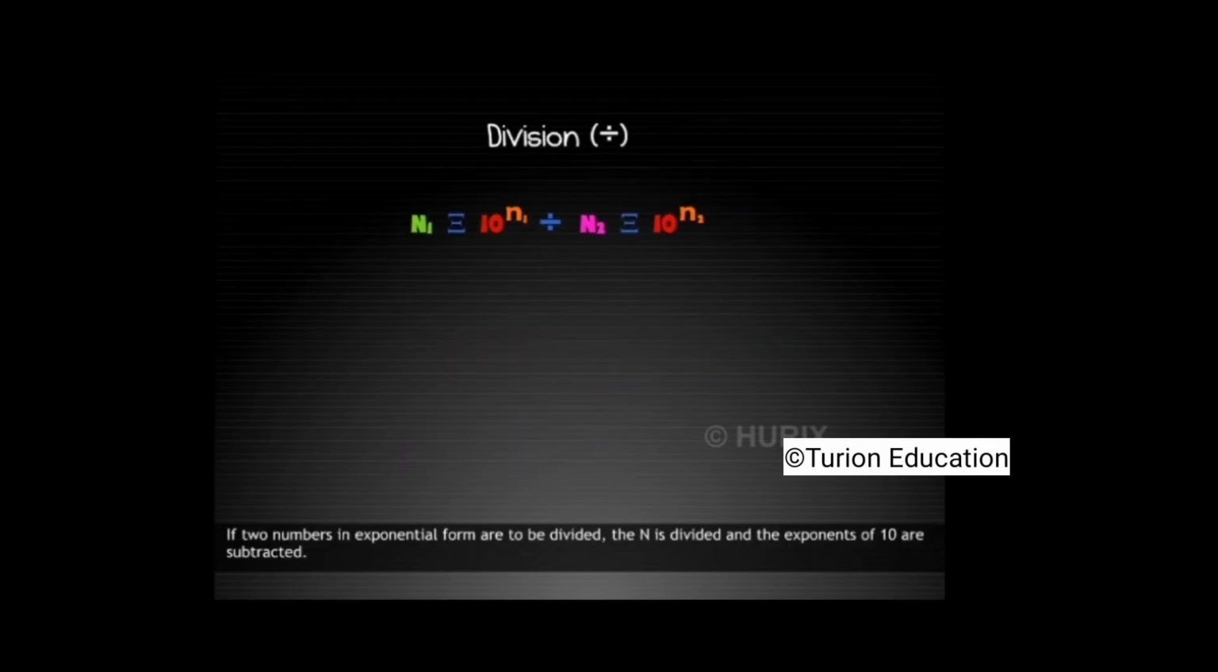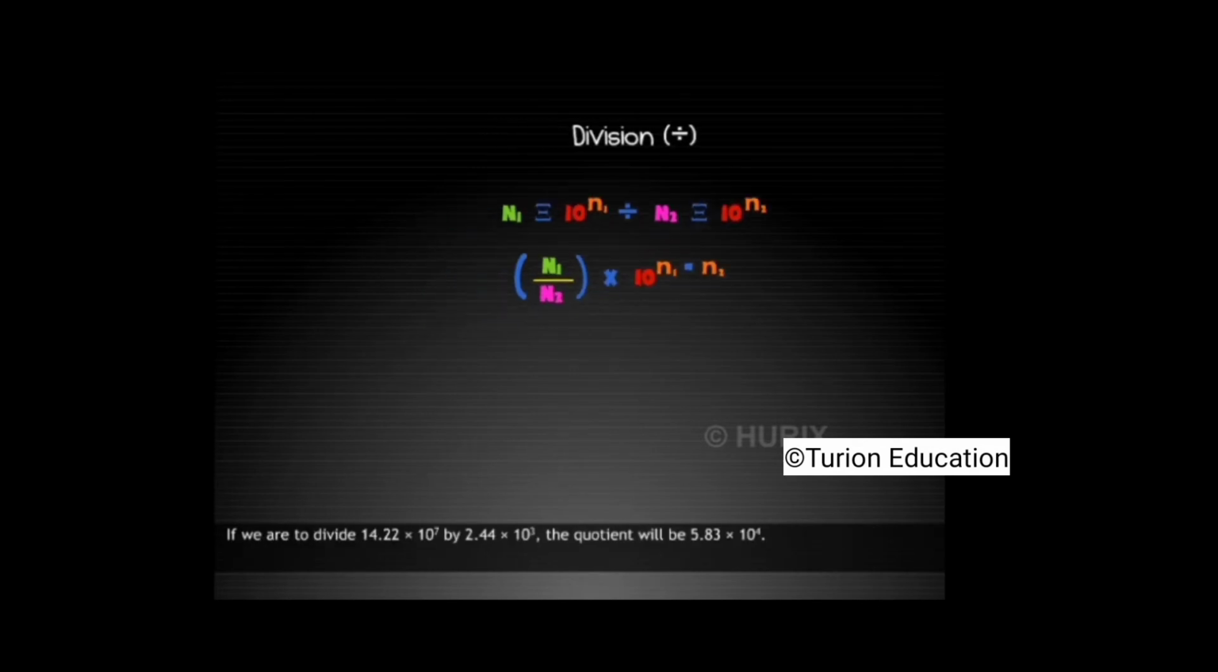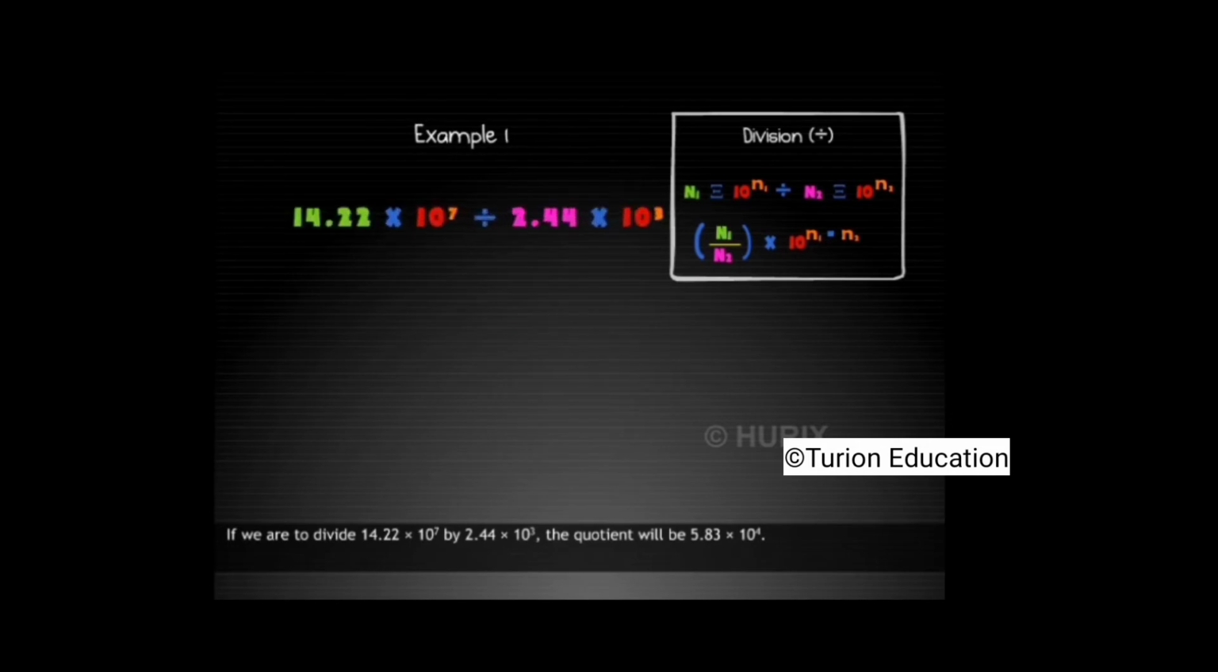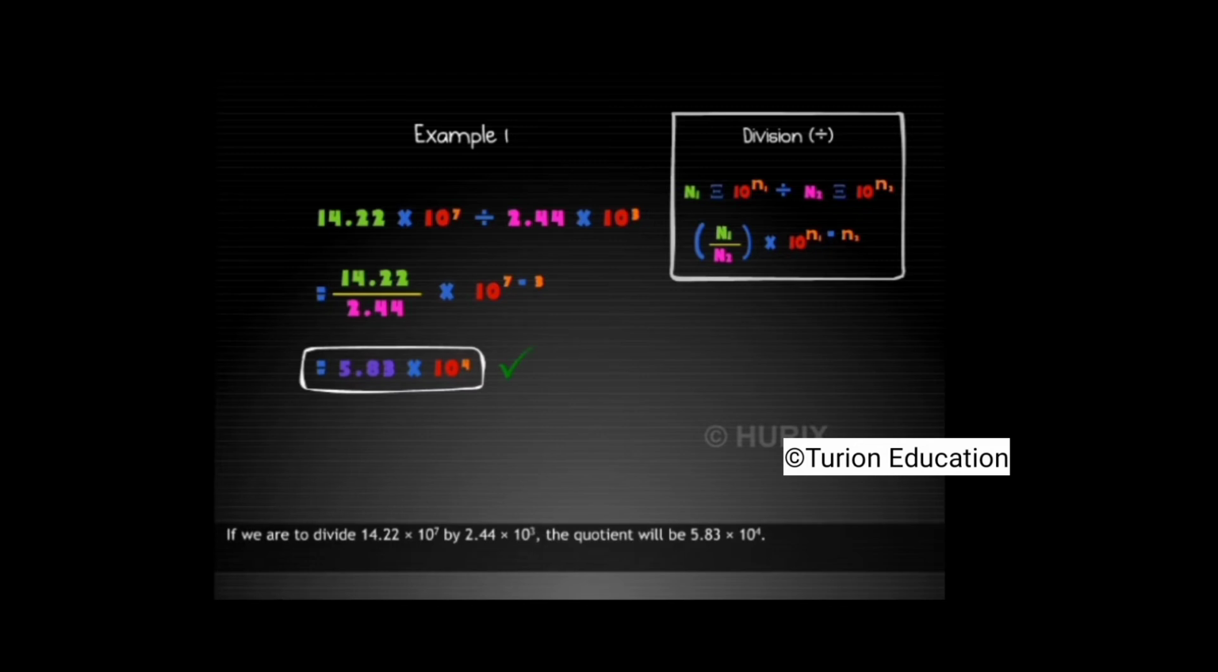If two numbers in exponential form are to be divided, the N is divided and the exponents of 10 are subtracted. If we are to divide 14.22 into 10 raised to 7 by 2.44 into 10 raised to 3, the quotient will be 5.83 into 10 raised to 4.